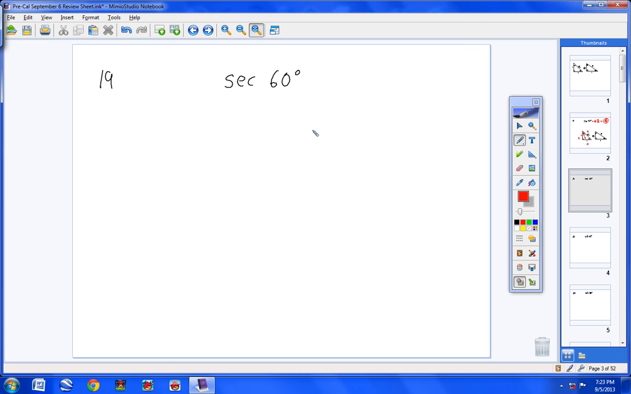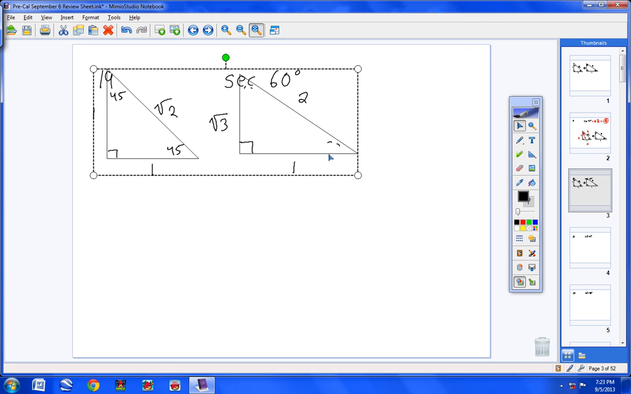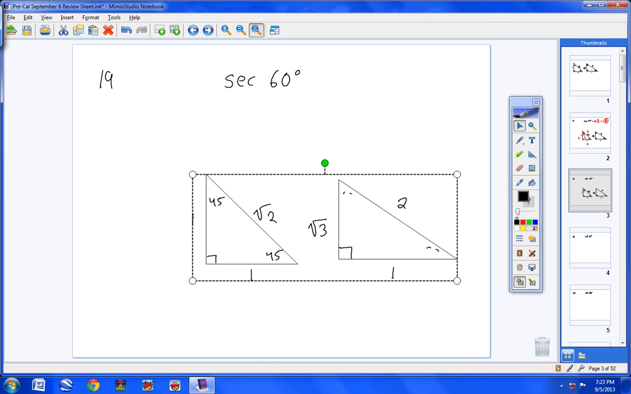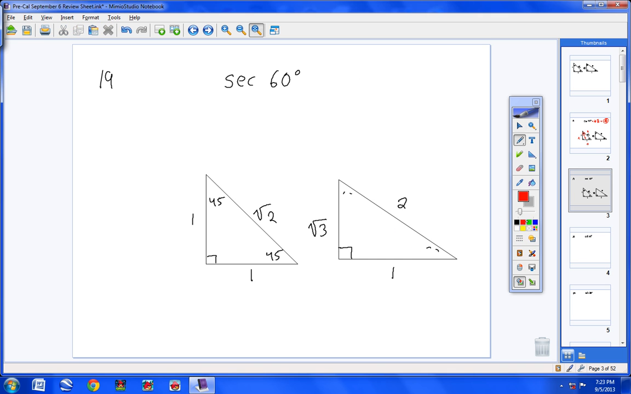All right, number 19. We're looking at secant of 60, and here are the 30 and 60. Let's circle 60, go straight across. This is your opposite. This would be your hypotenuse. And this here would be your adjacent side.